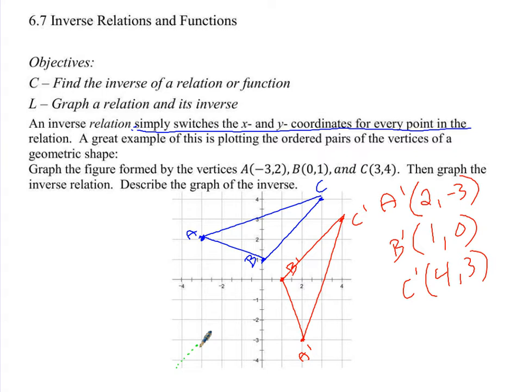So if I were to draw in a dotted line here, do you see that it looks like the blue figure was reflected into that dotted line and then you see its image on the other side? Okay. That dotted line is the line y equals x. And what we can say from what we just found is that if I find an inverse relation, its graph will be reflected in the line y equals x. This is always true for every inverse relation. It actually is a reflection in the line y equals x.